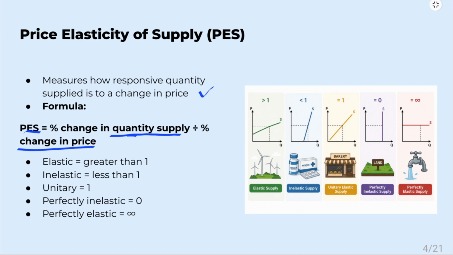If price elasticity of supply is greater than 1, supply is elastic, meaning quantity supplied changes by a large percentage than price. If price elasticity of supply is less than 1, supply is inelastic, meaning quantity supplied changes less than price. When price elasticity of supply equals 1, supply is unitary elastic, because quantity supplied changes by the same percentage as price. Perfectly inelastic supply has a price elasticity of supply of 0, while perfectly elastic supply has an infinite price elasticity of supply value.